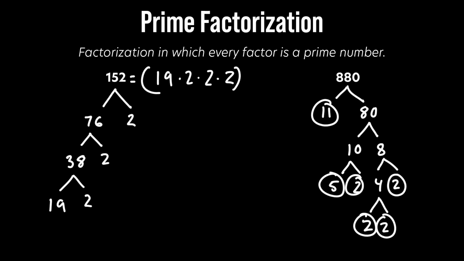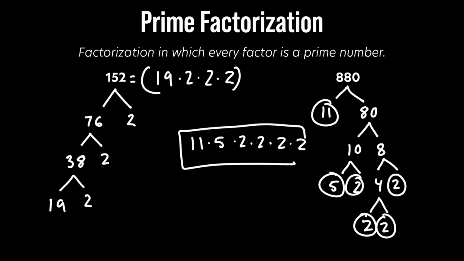Let's write it out over here. 11 times 5 times 2 times 2 times 2 times 2. So this is the prime factorization, and this is equal to 880.